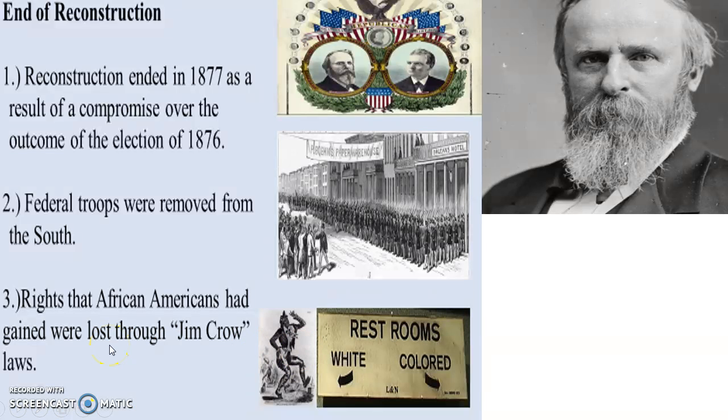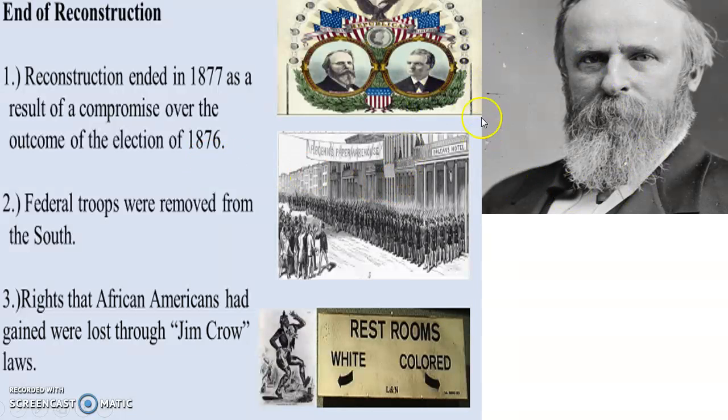Reconstruction had to come to an end. We learned that Reconstruction ended in 1877. The reasons why Reconstruction came to an end. Reconstruction ended in 1877 as a result of a compromise over the outcome of the election of 1876.